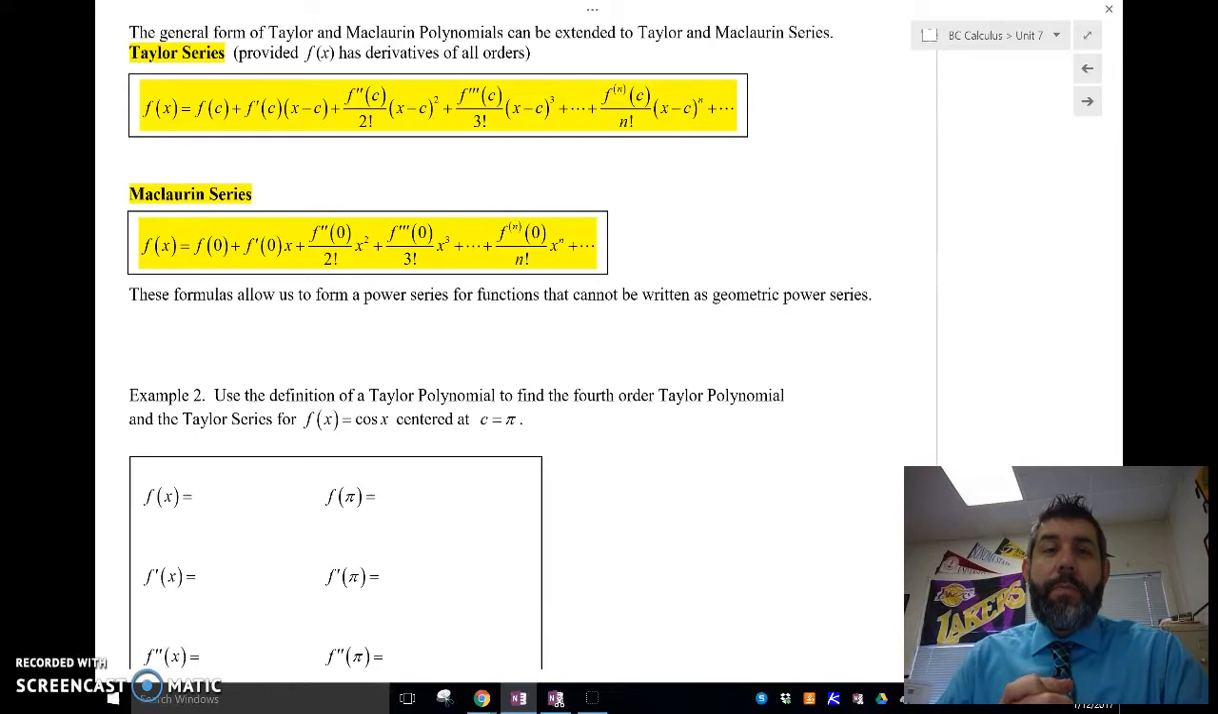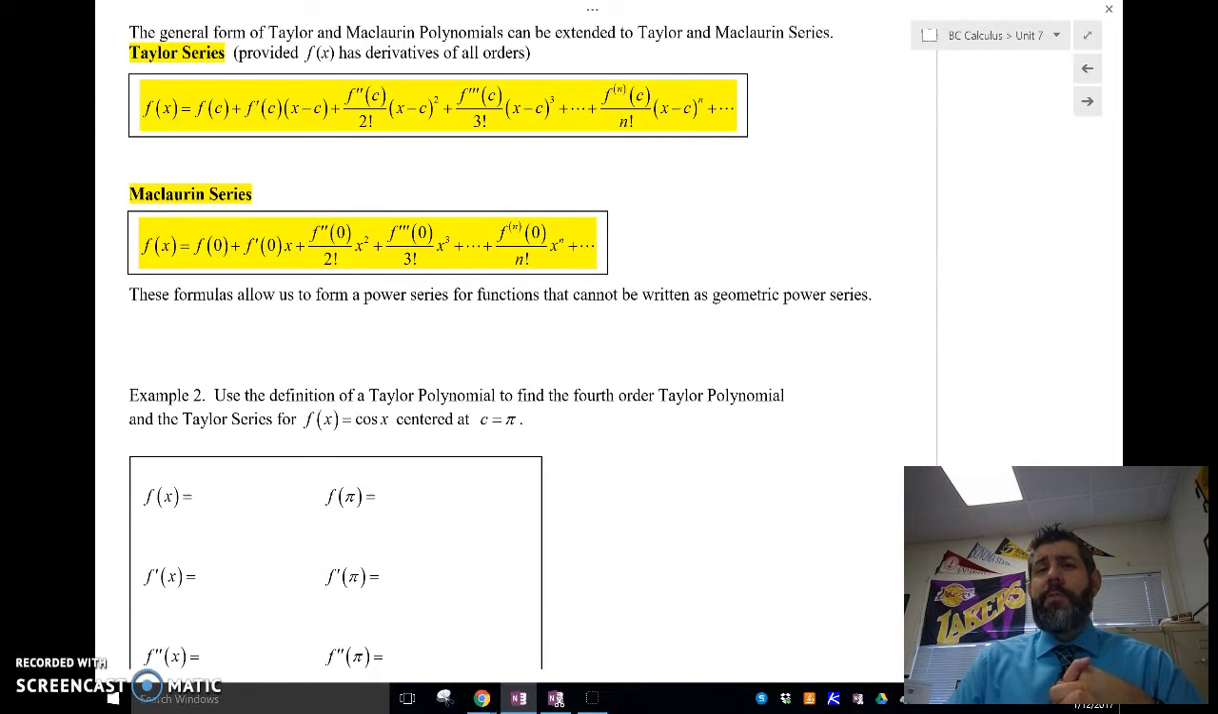So given that f of x has derivatives of all orders, so that means we could just take the derivative the whole time, we could find a Taylor series using the same formula that we used before for the Taylor polynomial, only we're going to extend it out to infinity. And we could do the same thing for the Maclaurin series. So I have them here on the screen. And these formulas can form a power series. It could be written as a geometric power series.